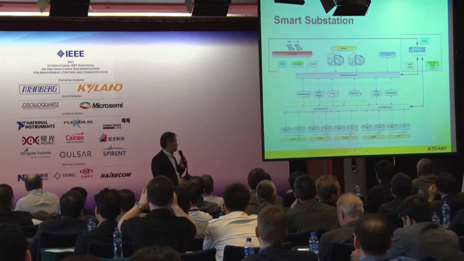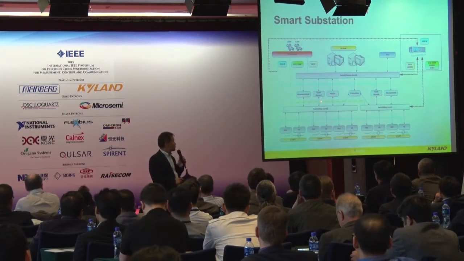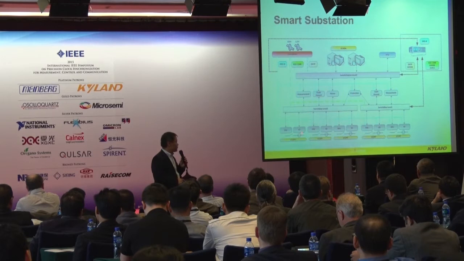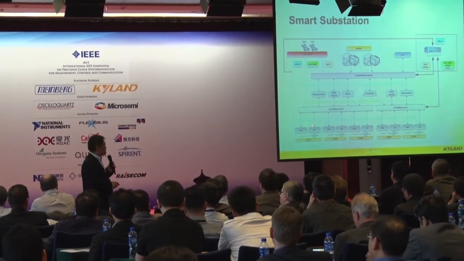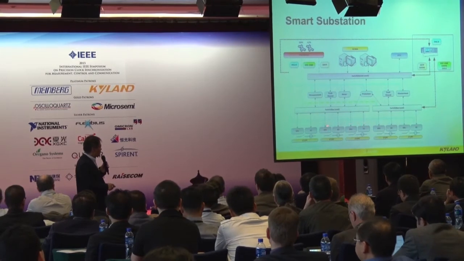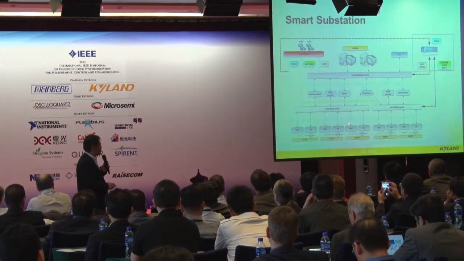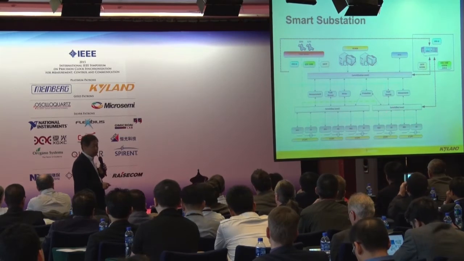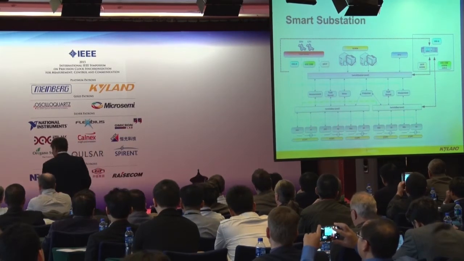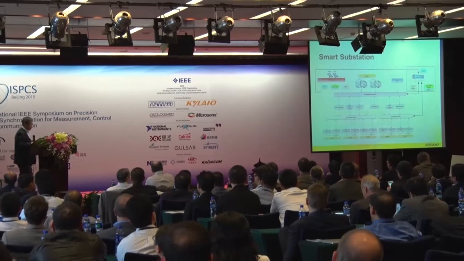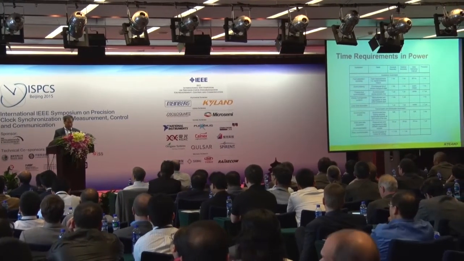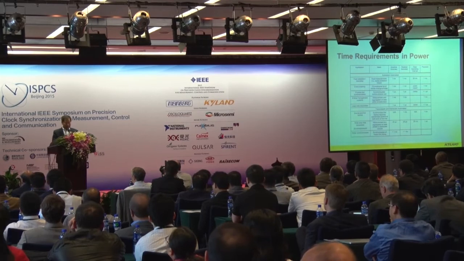The power system will become more unstable, so we must keep the time synchronization here. For the process layer, the time accuracy requirement is better than 1 microsecond, and sometimes we use nanosecond accuracy. Okay, these are the parameters for the requirements of the power. We will go through the details.